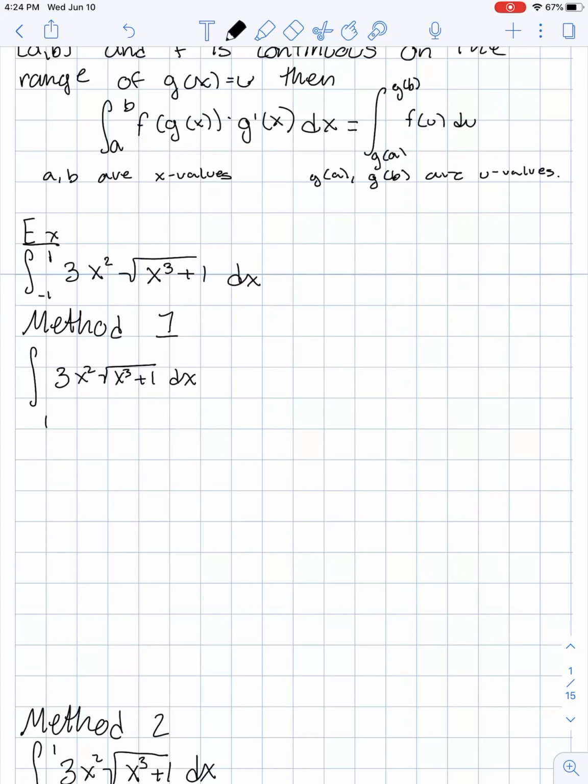And I'm going to choose my u to be x cubed plus 1, making du 3x squared dx. That makes this integral the square root of u times du. Right? Du is right here, and the inside of the square root is u. Alright, cool. I can also rewrite this as the integral of u to the 1/2 du. I like to write it like that just to help me with the antiderivative.